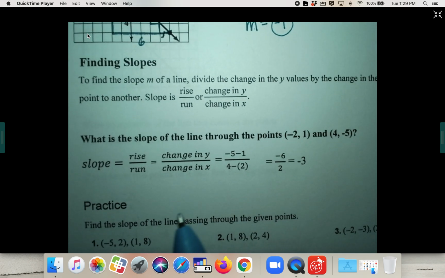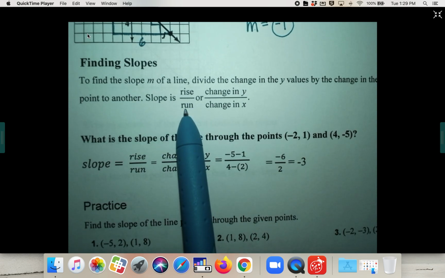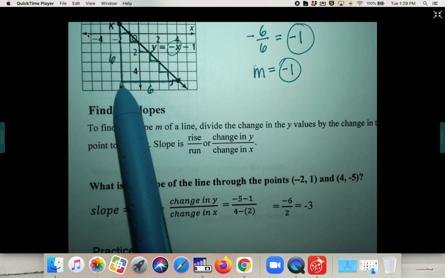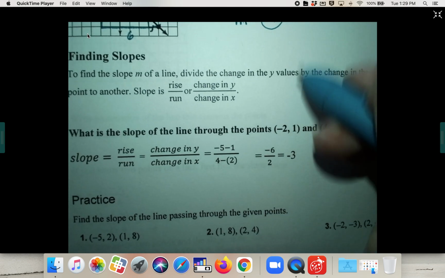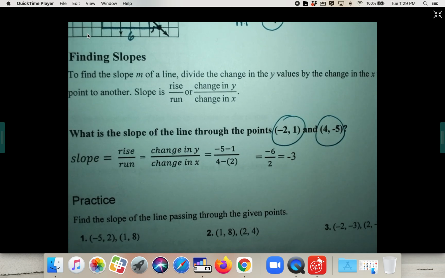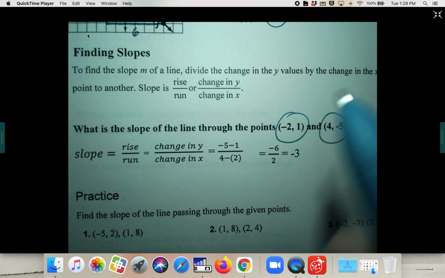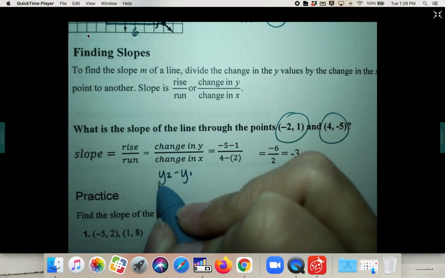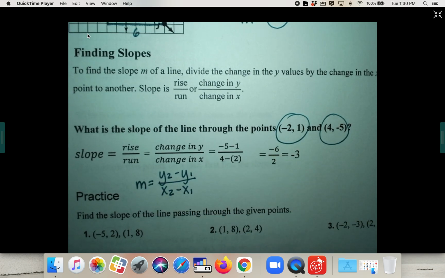All right, what happens if we're finding the slopes of lines when all we have are 2 points? We already talked about rise over run. It's the change in y over the change in x. That's how many we're going down or up versus how many we're going over. But what happens if all you have is negative 2, 1, and 4, negative 5? So here's a quick thing reminding you that the formula is actually y2 minus y1 over x2 minus x1, and that will get you the slope.